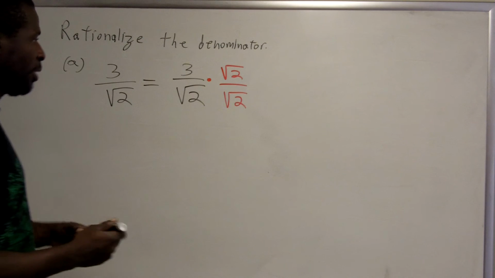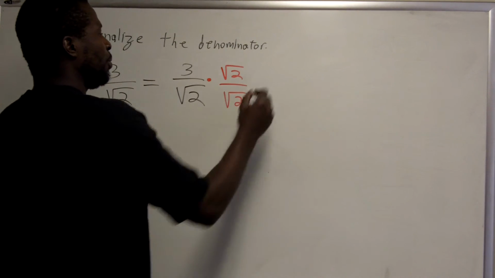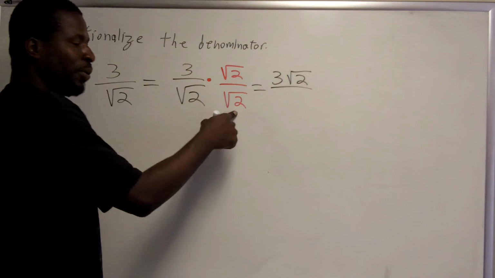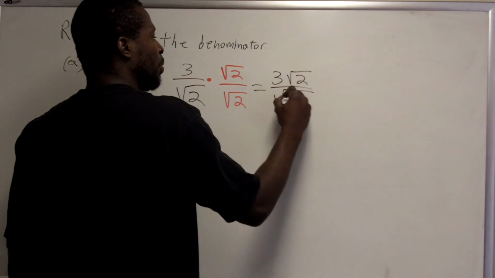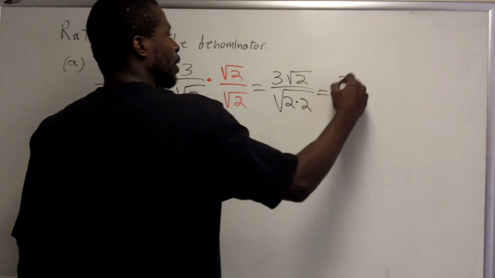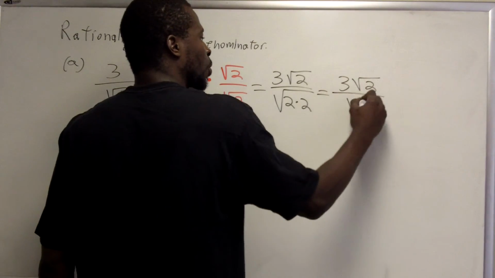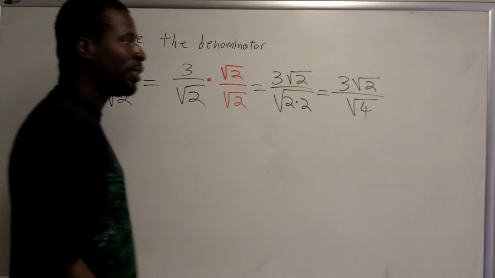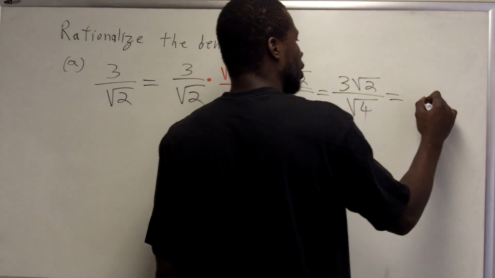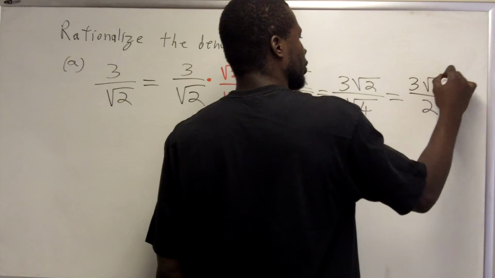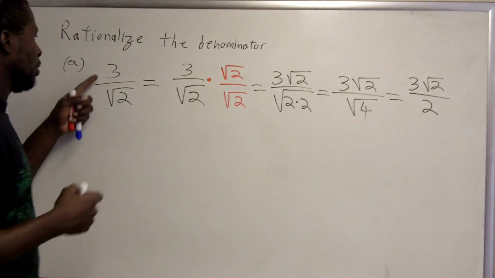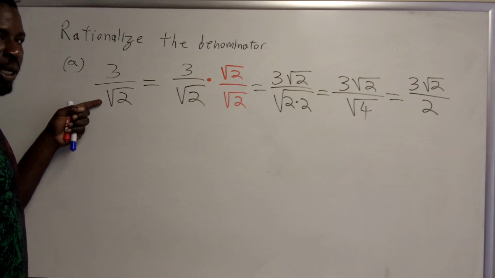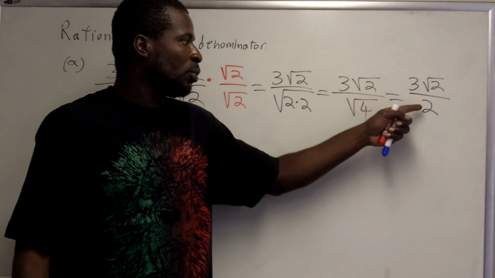Well, 3 times the square root of 2 is just 3 square roots of 2. But the square root of 2 times the square root of 2, by the product rule, is the square root of 2 times 2. So I get the square root of 4. But I know the square root of 4 is actually a rational number. The square root of 4 is the number 2. So now I went from the fraction 3 over the square root of 2, which has an irrational denominator, to the fraction 3 square roots of 2 over 2.